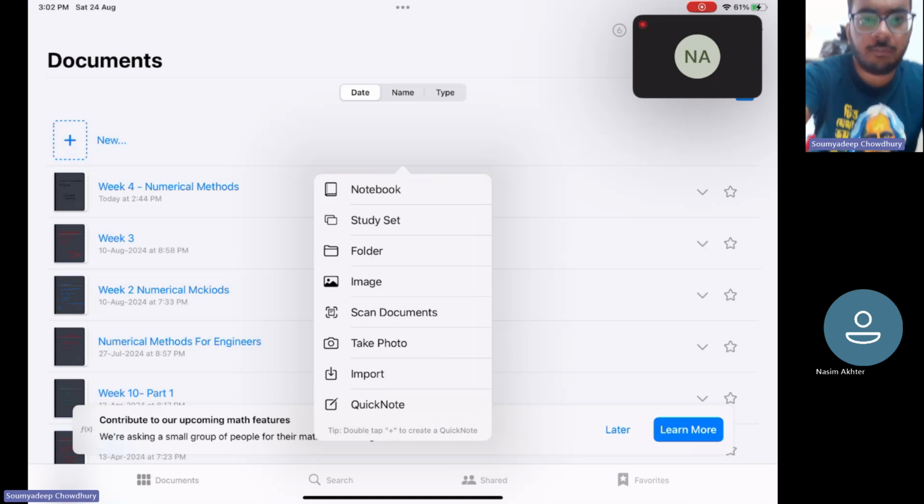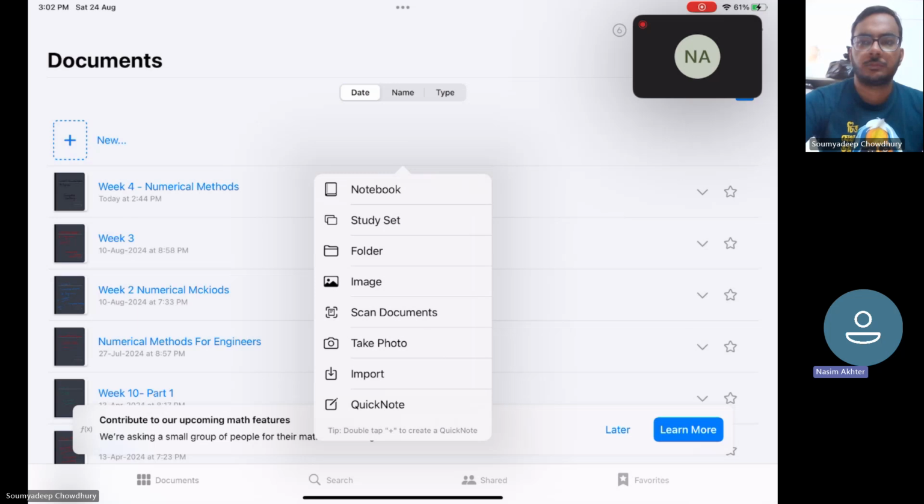So am I audible, Nasim? Yes, you are audible. The screen is visible, right? Yes, the screen is also visible. Fine. So I'll start.